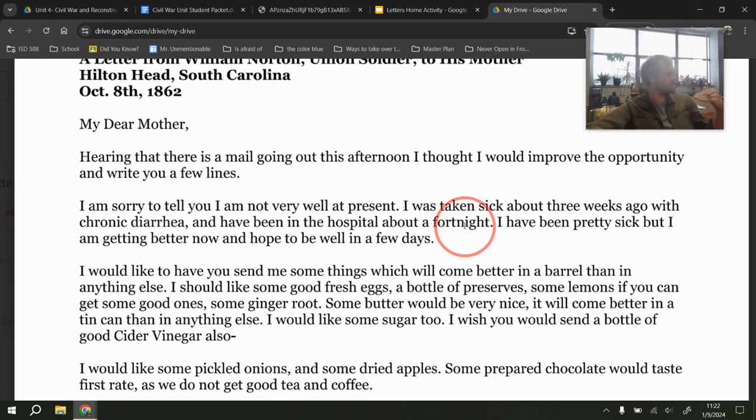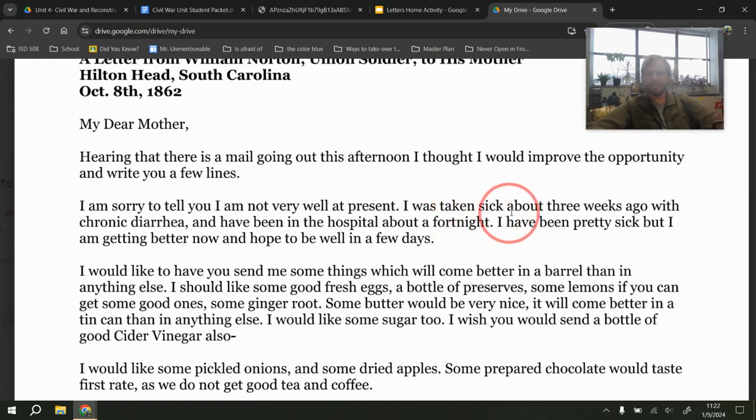A fortnight is 2 weeks, so he's been sick for about 2 weeks. When someone has diarrhea, the thing that your body's doing is getting rid of everything. So our soldier here, William Norton, is unable to keep any food or liquids in the system. He's got chronic diarrhea, so he's going to be extremely dehydrated, probably very hungry, but nothing's staying in his body. And this is a condition of the camps and the life that the soldiers were living in.